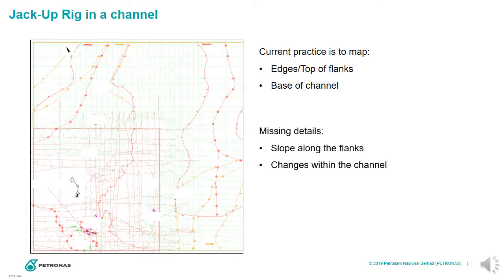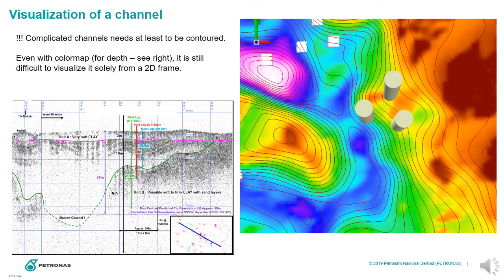How steep is it along the channel flanks? How far does it extend? And any lateral changes within the channel would not be captured. For complicated channel systems, contours within the channel would allow for some of these questions to be answered. Yet it is difficult, even with a colored map, to visualize how the channel is in the real world setting.